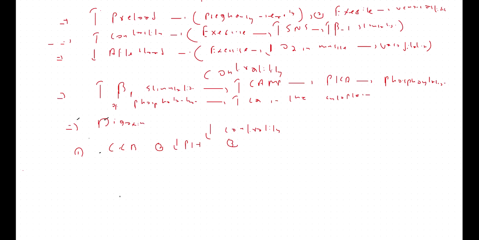Now, factors on which the myocardial oxygen demand depends. So what are the factors which will increase the myocardial oxygen demand? Factors like when you have increased contractility, the heart will consume more oxygen. What else can actually increase myocardial oxygen demand?